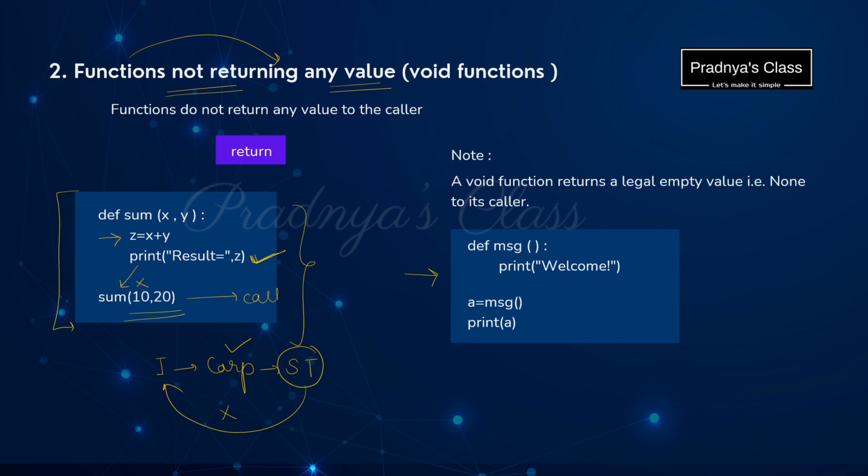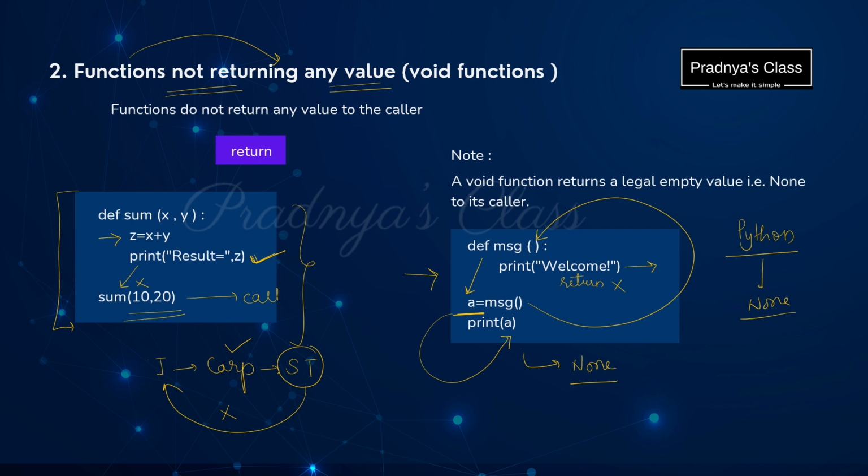Now look at another example. We are calling one function here and just printing one message. Look at this function. There is no return statement. Still I am accepting the value of that function in one variable, and when I try to print it, what will I get? I will get None. So from this what can we conclude? Python returns None though the function is not returning any value.